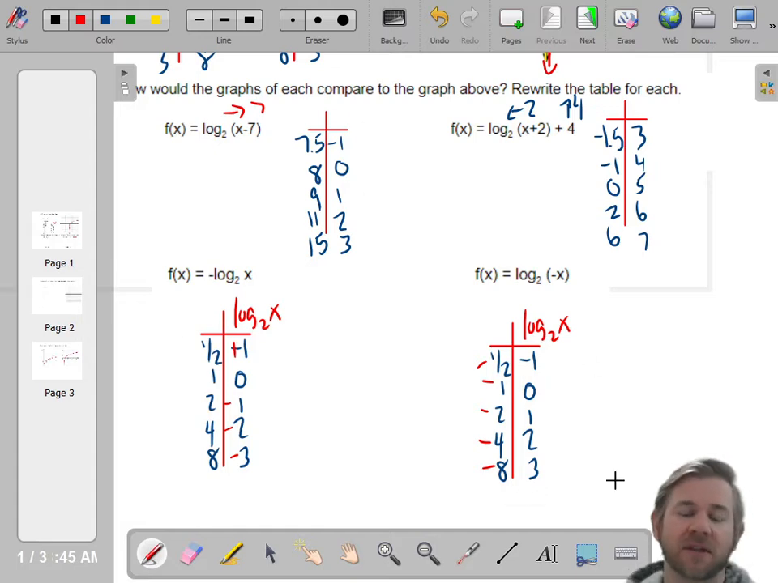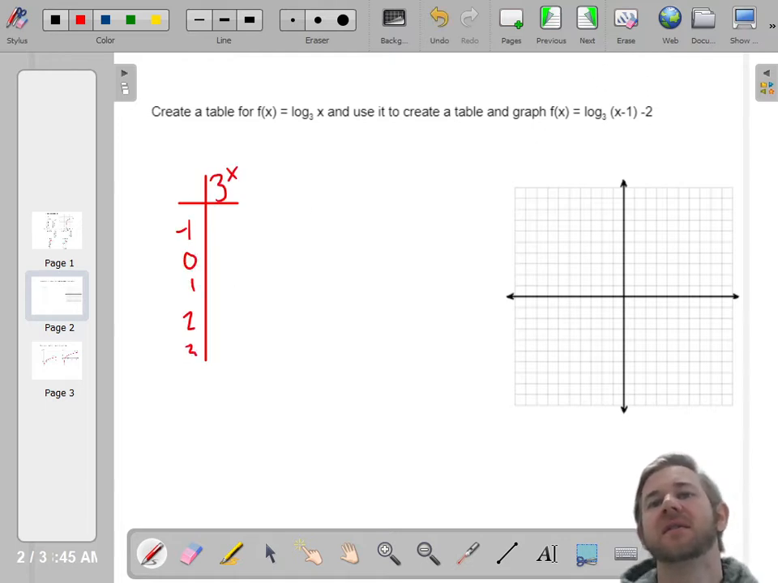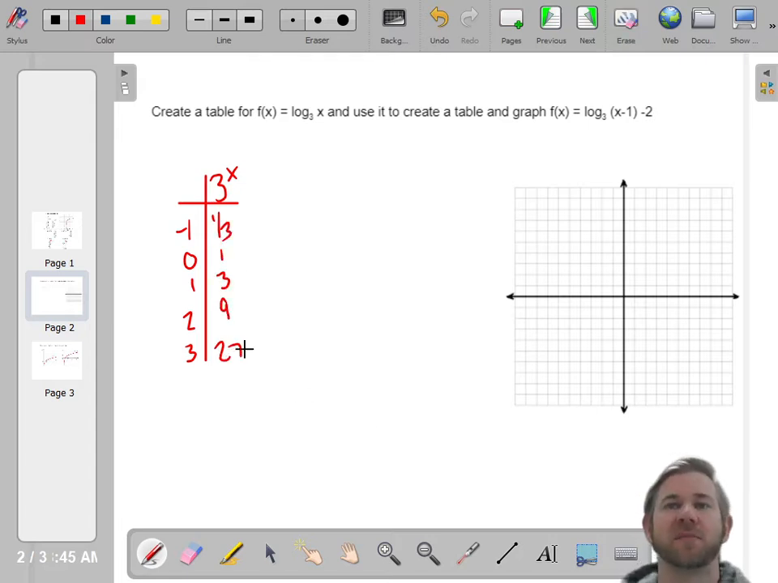So just something to think about. Changing the outputs, changing the inputs, the sign of them. Now let's kind of go from scratch. If I say graph a base 3 log of x and then translate it, let's first start with our parent function, 3 to the x. And that's 1/3, 1, 3, 9, 27. That's my parent function. That's what I'm going to start with.